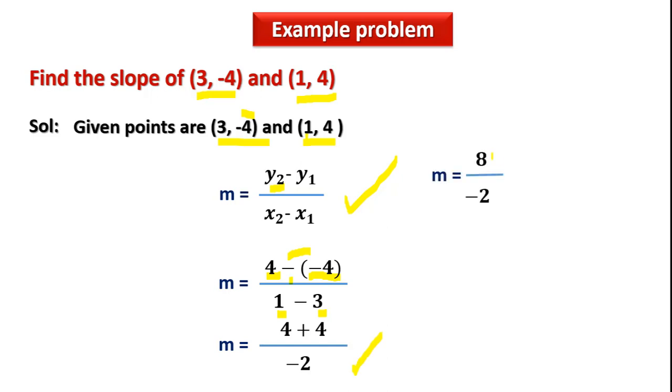4 plus 4 is 8. 8 by minus 2, 2 ones and 2 fours gets cancelled. Then m equal to minus 4. This is the process to find out the slope of the given line when 2 points are given.